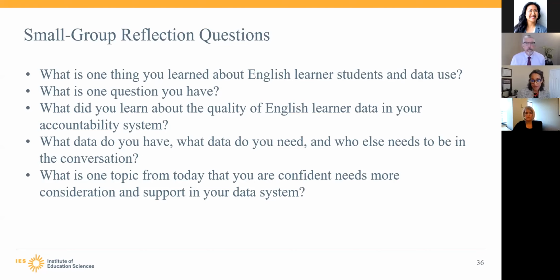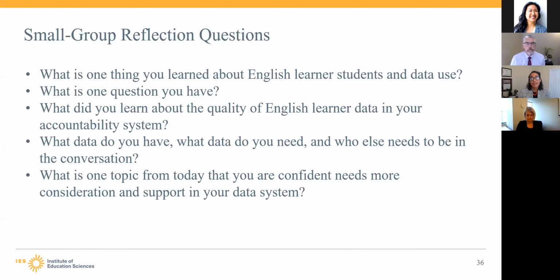What did you learn about the quality of English learner data in your accountability system? So is there anything you heard and you thought, oh yeah, my system is really doing a good job, I know we collect that, or oh, I don't think we have any of these. And so relatedly, what data do you have? What data do you need? Who else needs to be in this conversation?